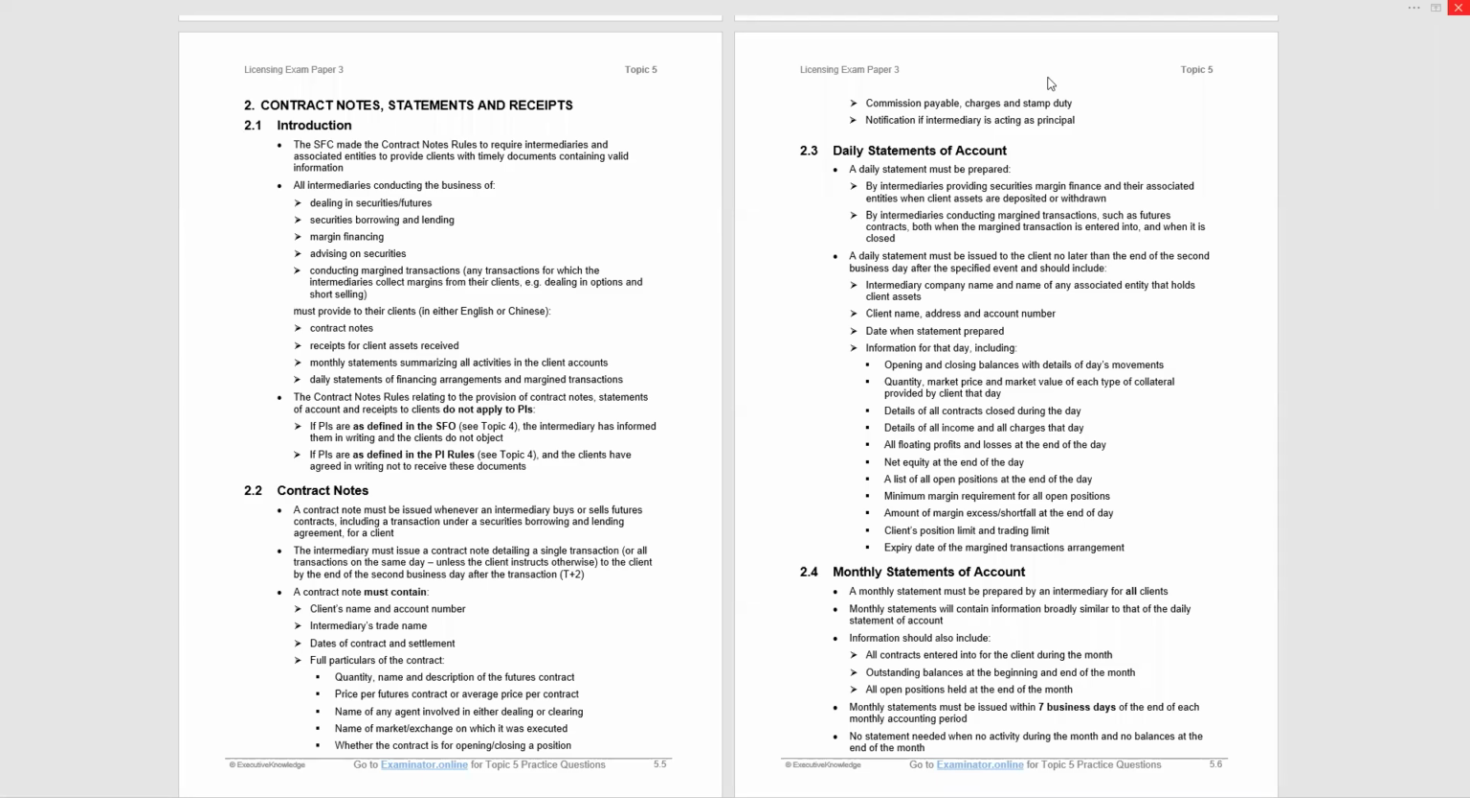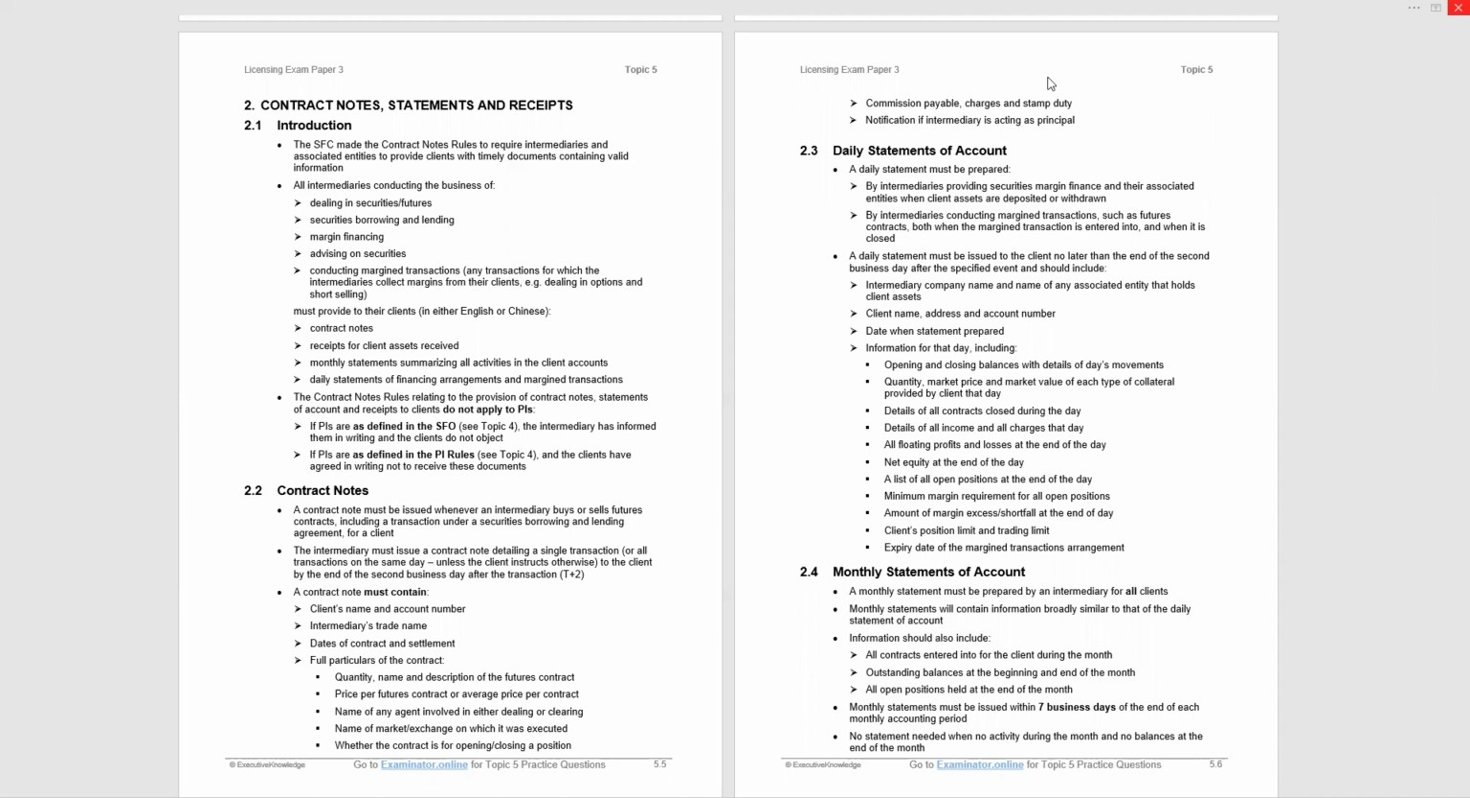Continuing with topic 5 of paper 3, covering record keeping and contracts, limits and reporting, we now move to paragraph 2.3 on page 5.6, and this is part of the contracts note statement and receipt rules. And this covers daily statements of account. Now, this is very relevant for paper 3 because daily statements of account are issued whenever margin is involved, either trading on the margin or providing securities margin financing.